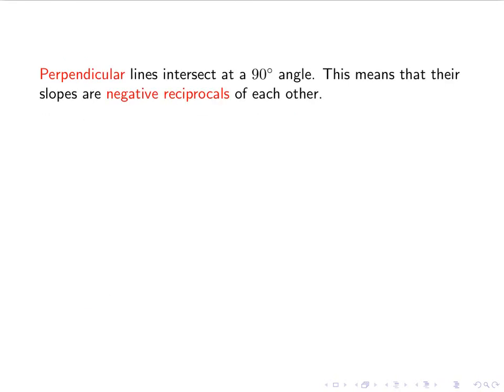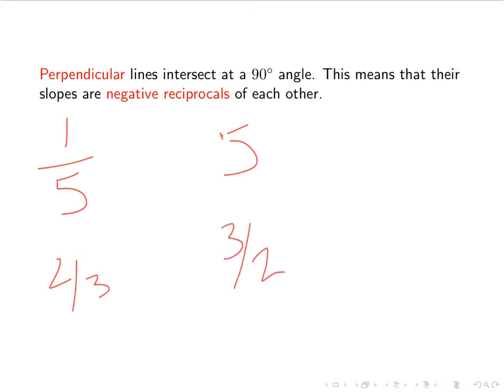Perpendicular lines intersect at a 90-degree angle. This means that their slopes are negative reciprocals of each other. So remember, reciprocal means I'm going to flip it. So if I had something like 1/5 and 5, those are reciprocals. 2/3 and 3/2, those are reciprocals. But then it's also a negative reciprocal. So one has to be positive, one has to be negative. So 1/5 and -5. -2/3 and 3/2. Those are negative reciprocals of each other.